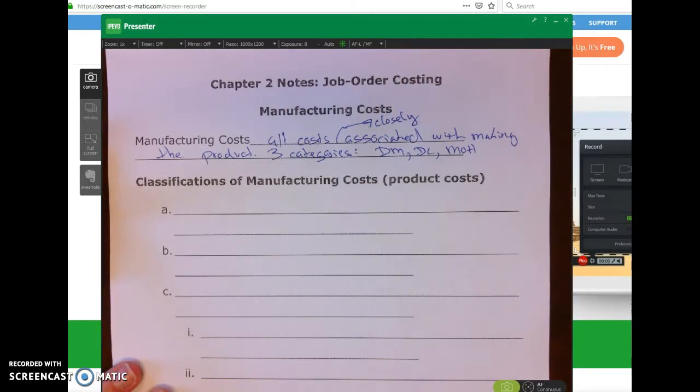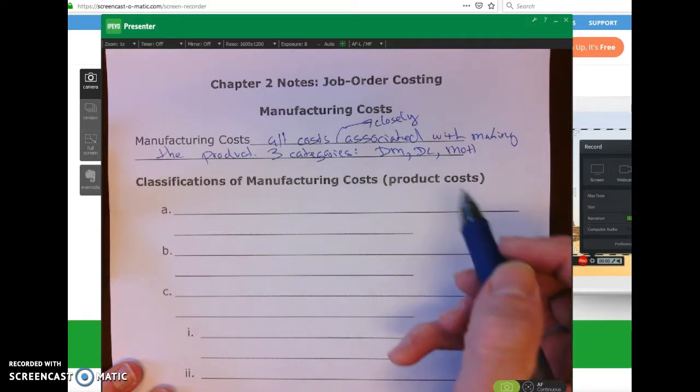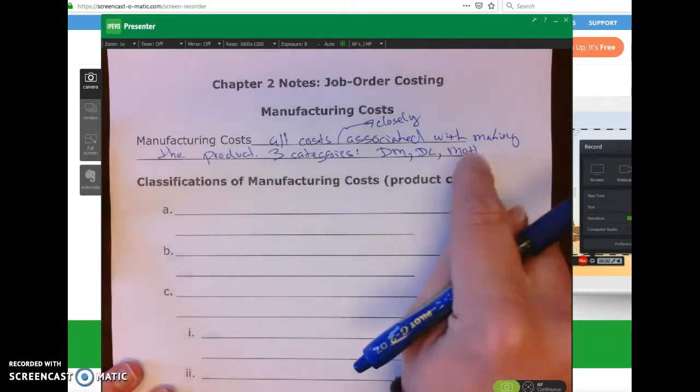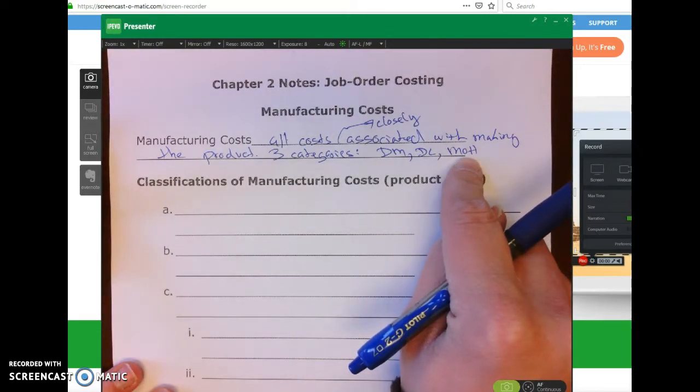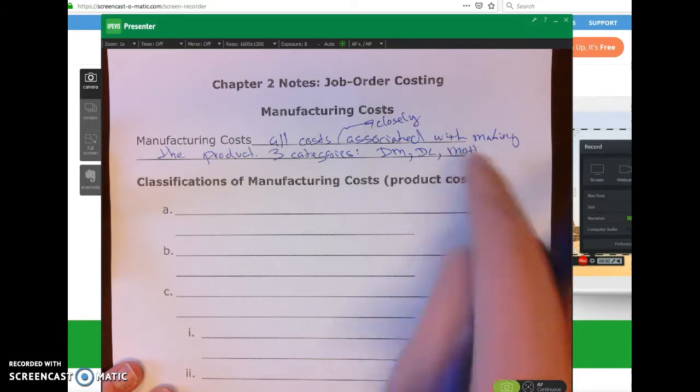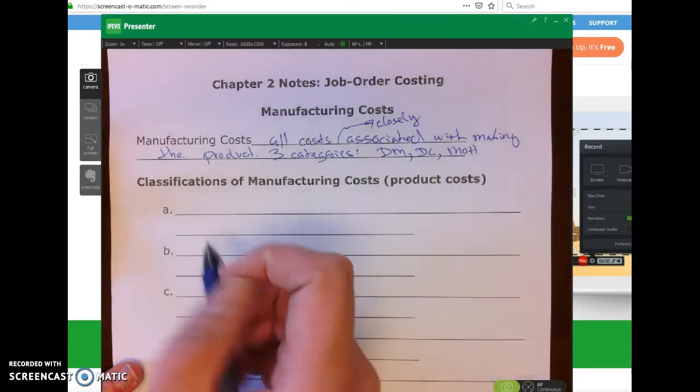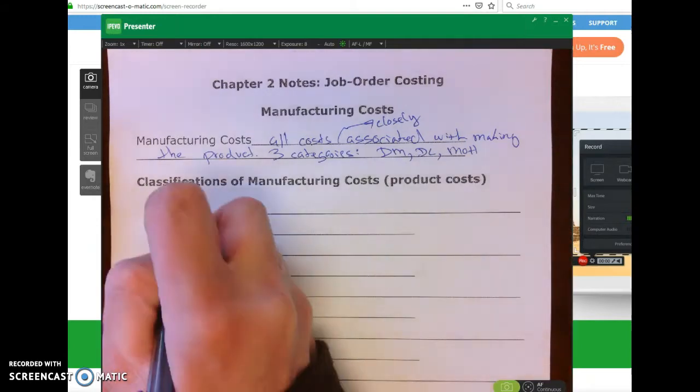So if we make a table, that's what our company does. All the costs closely associated with making that table, such as the wood, the glue, and the screws, would be direct materials. The people we have to pay to assemble the table would be the direct labor. And then of course the utilities and rent on the factory in which we make the table would be the manufacturing overhead. So let's talk about these three classifications.